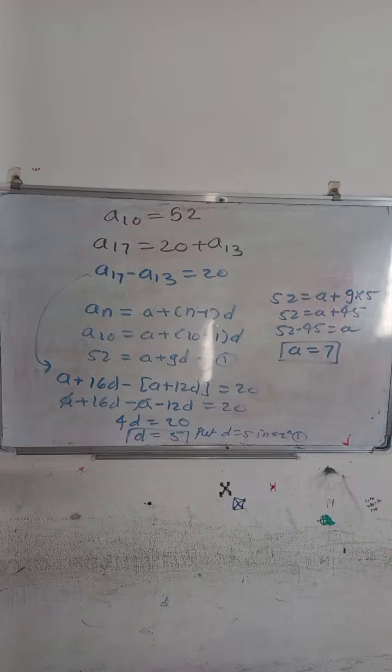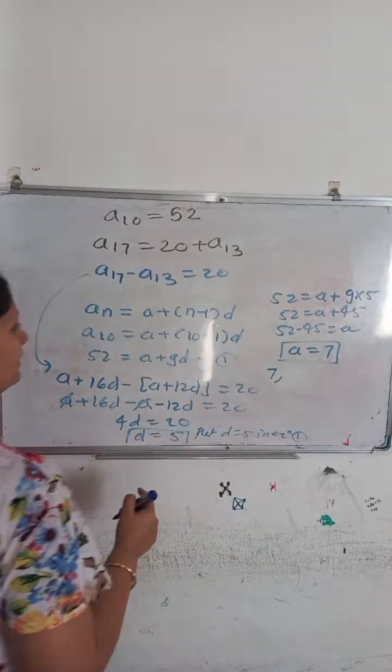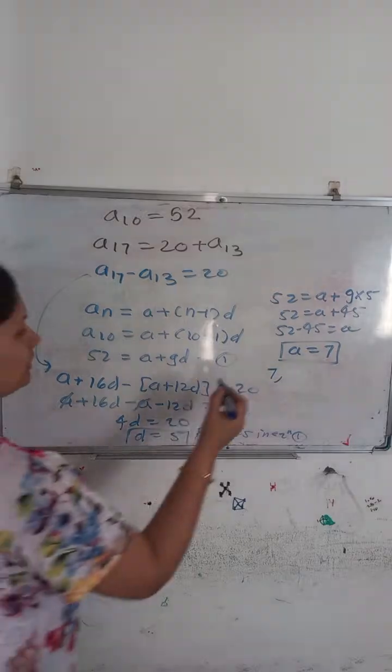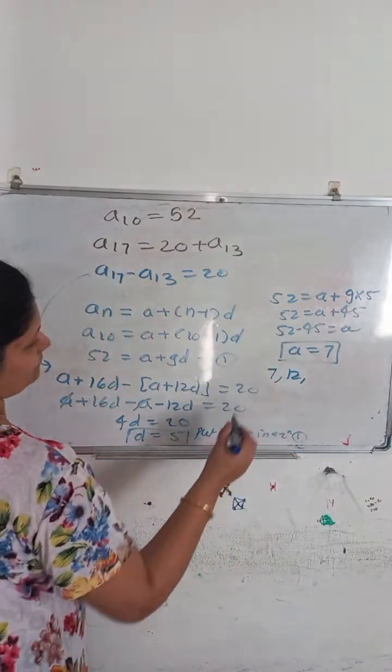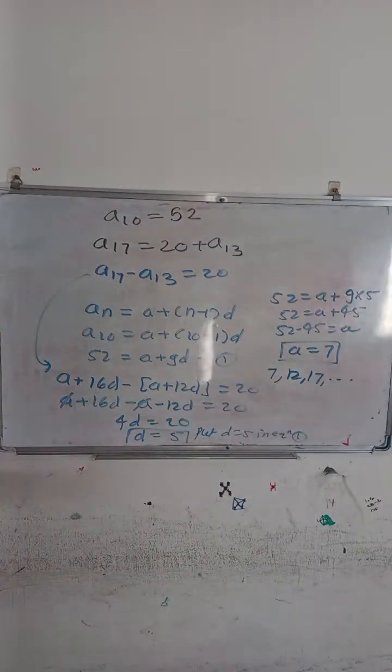I got A, I got D. Then what are they asking? They are asking us to form an AP. So I got A as 7. Add D to that: 7 plus 5 is 12, 12 plus 5 is 17, and so on. So this is an AP. If the questions are given like this, then you can find out the AP.